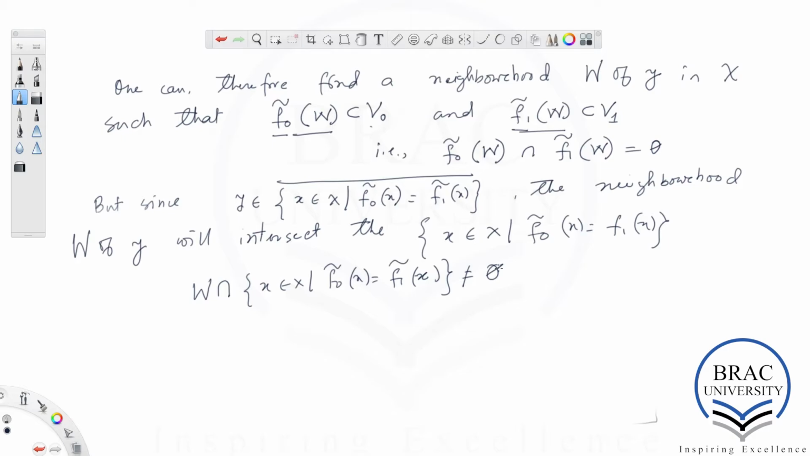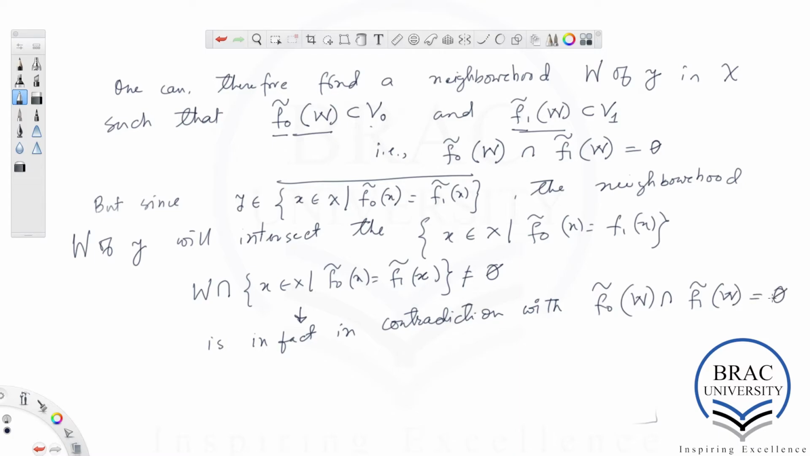Okay? But this is in fact a contradiction. This is in fact in contradiction with the fact that the intersection of these two sets is empty. Okay.